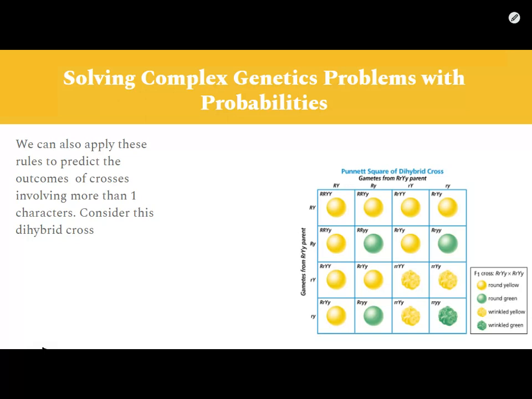So we've got a parent over here who's heterozygous, so big R, big Y, little y. And this parent over here is also big R, big Y, little y. That's our Punnett square we're going to kind of check our work with, just so you have it.